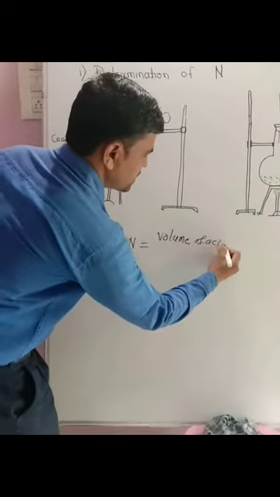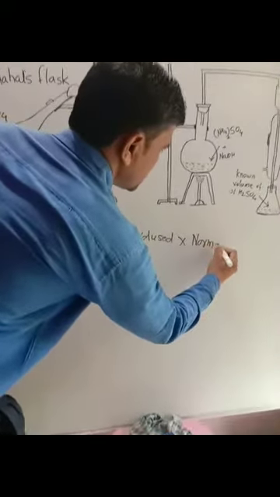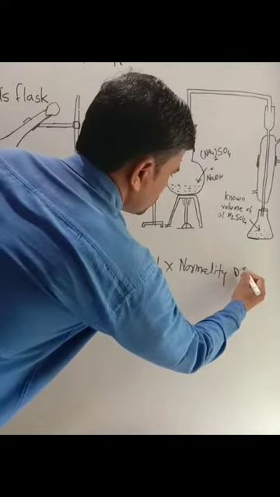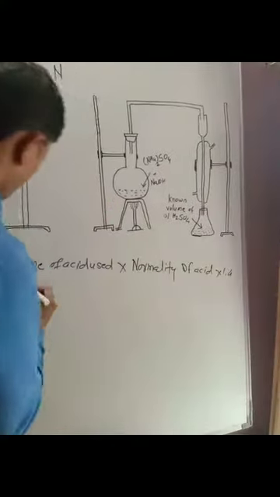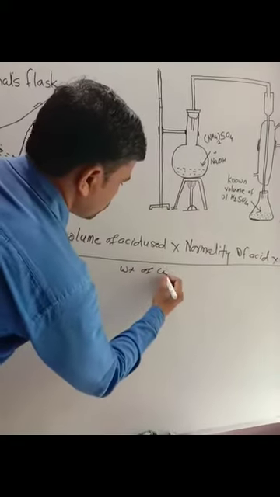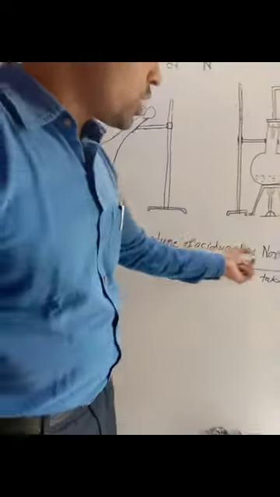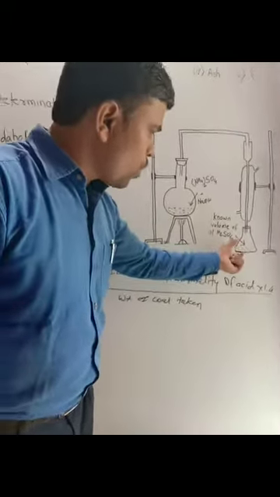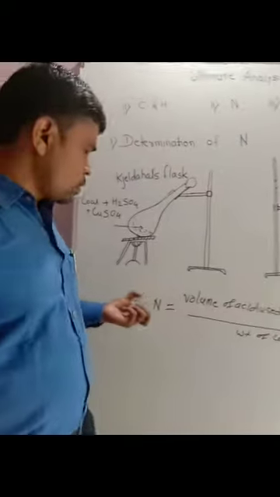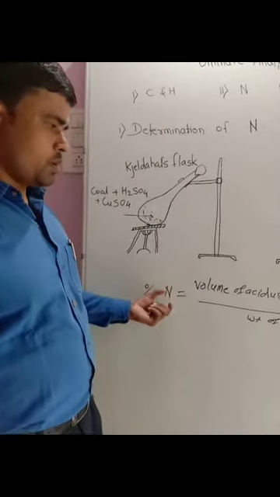Percentage of nitrogen equals 1.4 into volume of acid used into normality of acid, upon weight of coal taken. The volume of acid used is calculated by the back titration method. In this manner, we can calculate the percentage of nitrogen in the coal sample.